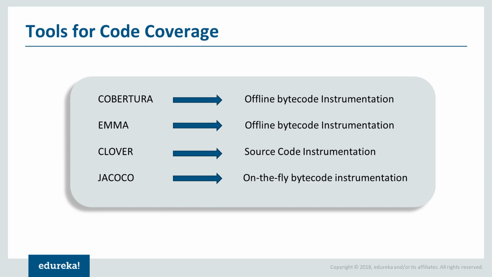Cobertura is the first one. It is offline bytecode instrumentation. Emma checks for offline bytecode instrumentation as well. Clover is a source code instrumentation tool. And JaCoCo is an on-the-fly bytecode instrumentation tool.